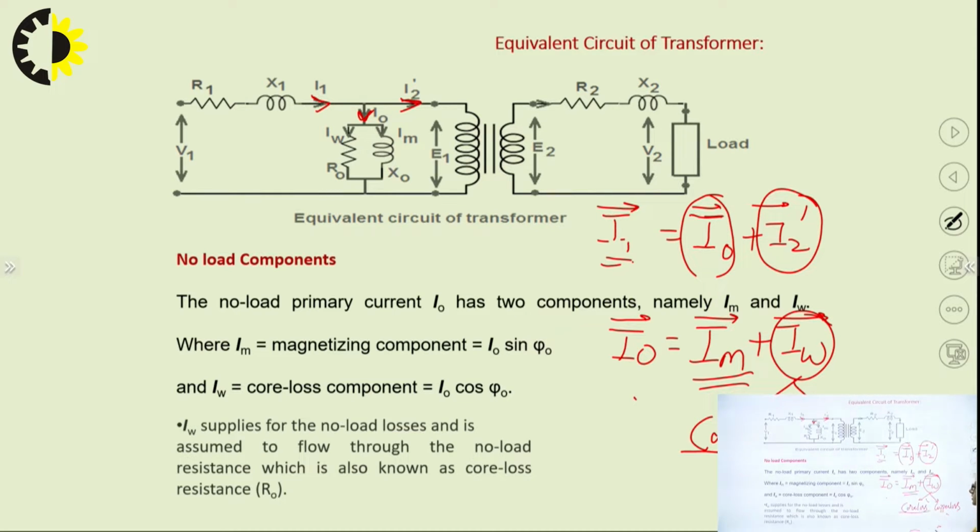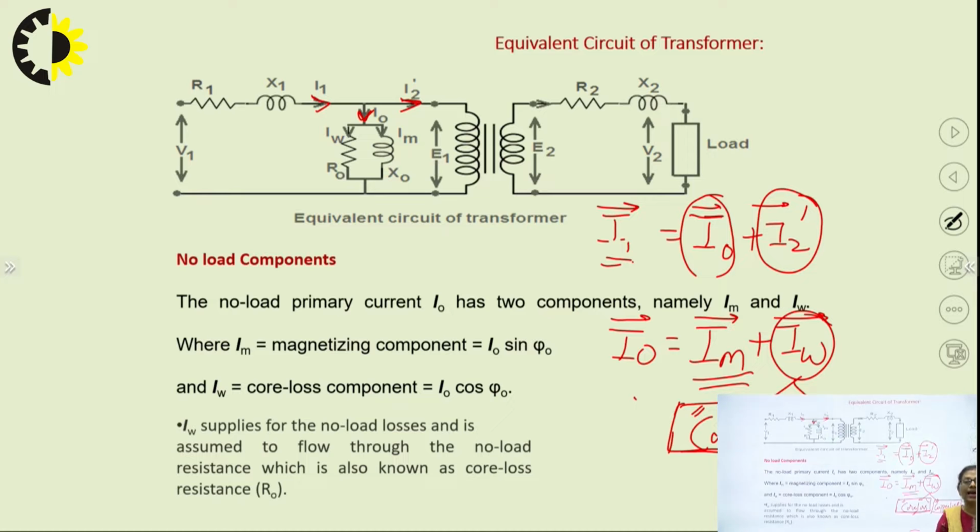What about core loss? These are invariant losses. They are going to be present in the transformer at any load condition, let it be no load condition or heavily loaded condition, half load, full load, whatever. This is a frequency dependent loss, and the frequency of the transformer remains constant. That's why these losses are constant. Whereas copper losses are current dependent losses.